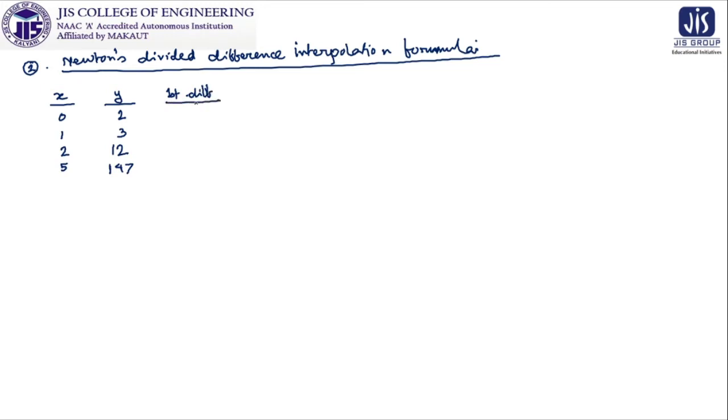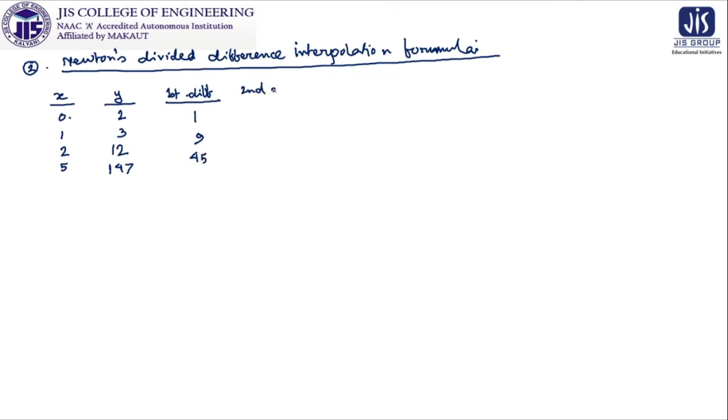So the first difference, we know that 3 minus 2 by 1 minus 0, so it will be 1. Then 12 minus 3 by 2 minus 1, so it will be 9. Then 147 minus 12 by 5 minus 2, so it will be 135 by 3, that is 45.